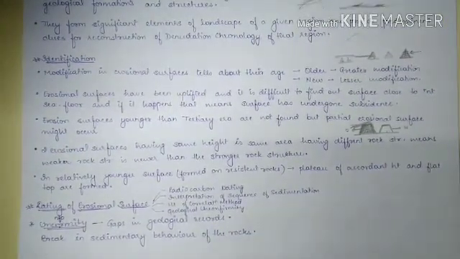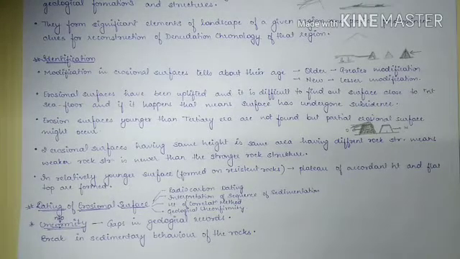Now the next one is relatively younger surfaces formed on resistant rock. These are actually in the form of plateaus, having a flat top and accordant height.